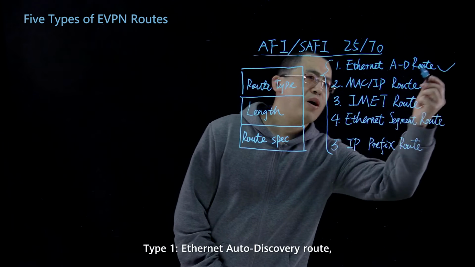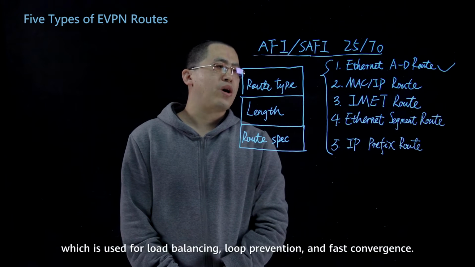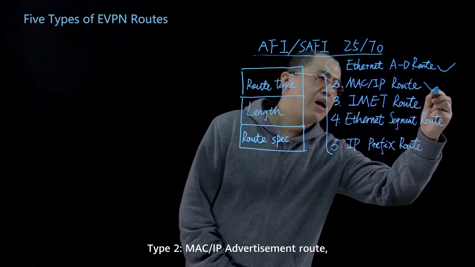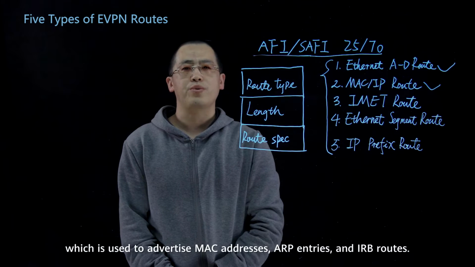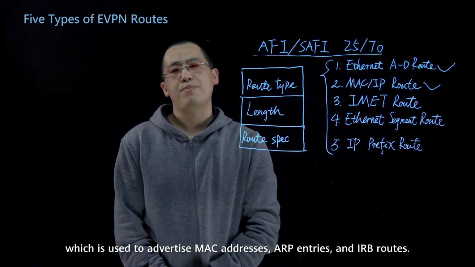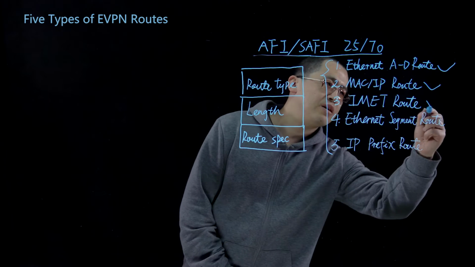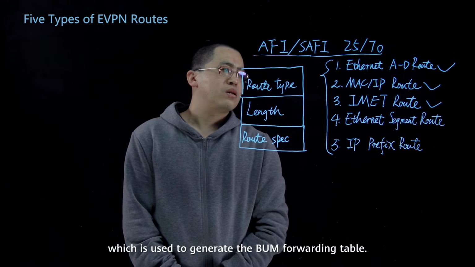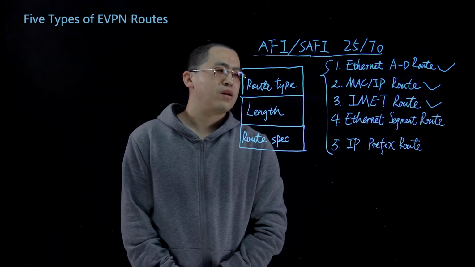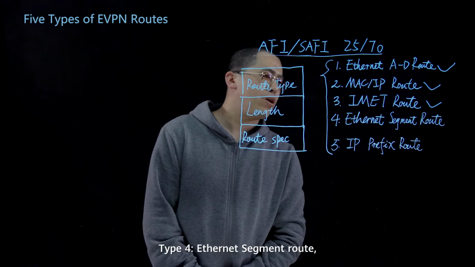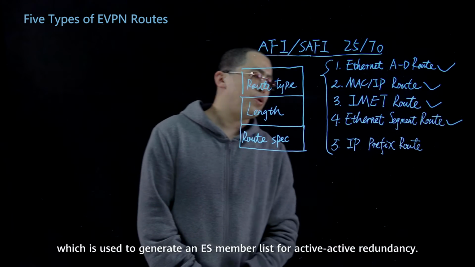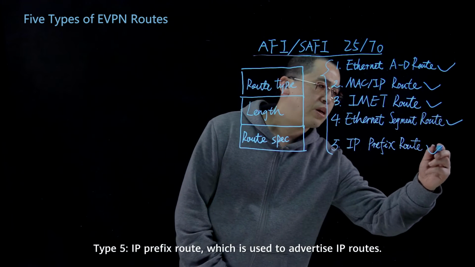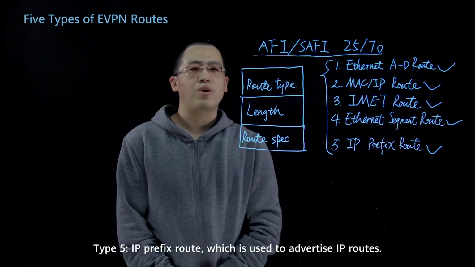Type 1. Ethernet Auto Discovery Route, which is used for load balancing, loop prevention, and fast convergence. Type 2. MAC IP Advertisement Route, which is used to advertise MAC addresses, ARP entries, and IRB routes. Type 3. Inclusive Multicast Ethernet Tag Route, which is used to generate the BUM forwarding table. Type 4. Ethernet Segment Route, which is used to generate an ES member list for active-active redundancy. Type 5. IP Prefix Route, which is used to advertise IP routes.